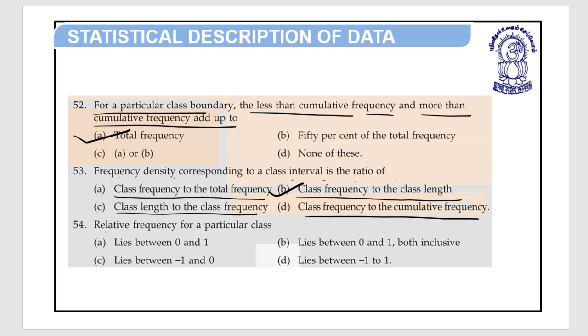Question number 54. Relative frequency for a particular class lies between 0 and 1, lies between -1 and 0. Relative frequency for a particular class lies between 0 and 1. So option A is the right answer.